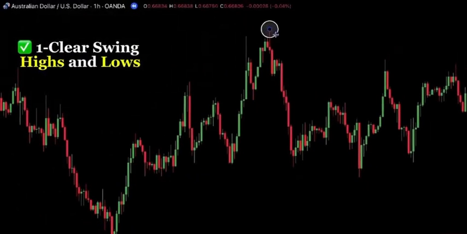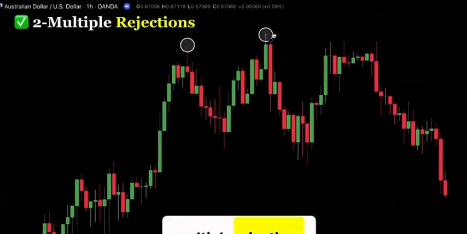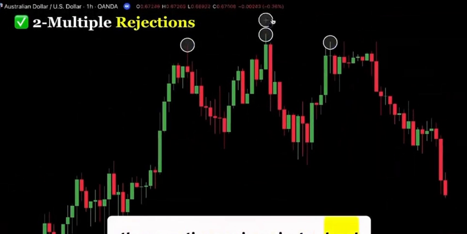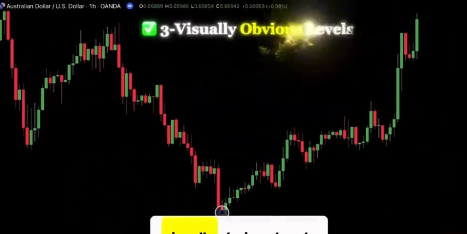Clear swing highs and lows. Look for recent extreme points, the most obvious highs and lows before a reversal. These zones attract orders and often act as liquidity magnets. Multiple rejections. The more times price rejects a level, the more traders notice it and the more liquidity gathers just beyond it.